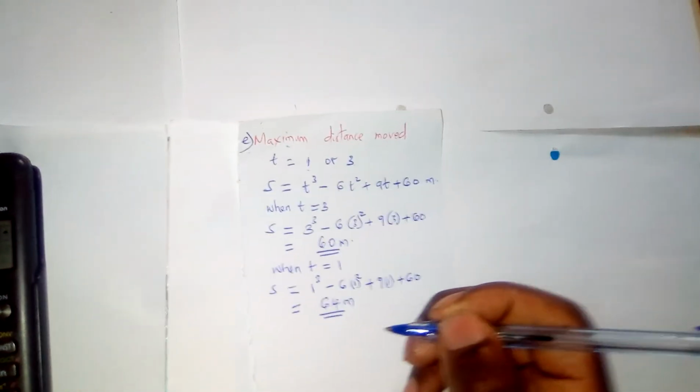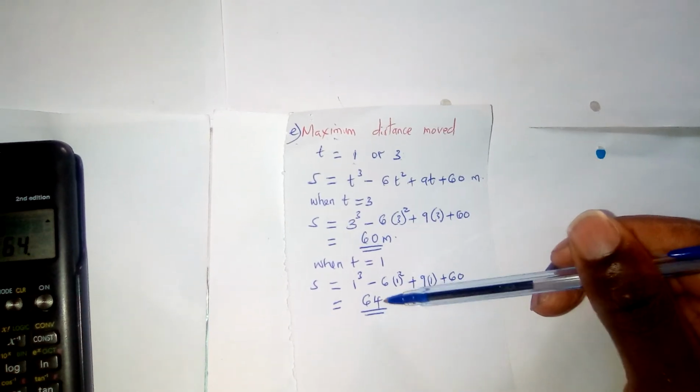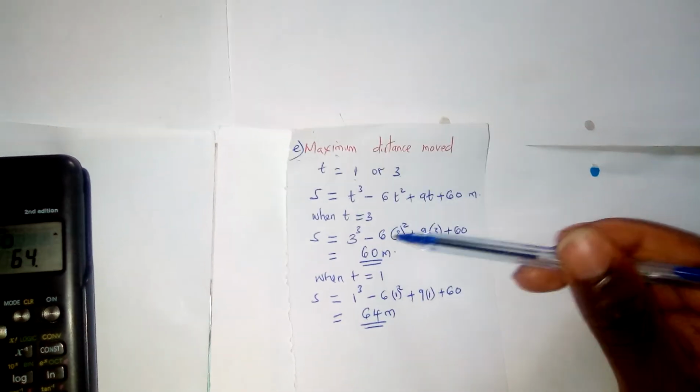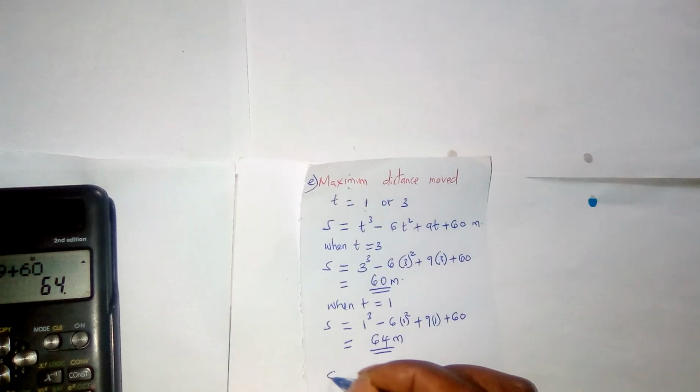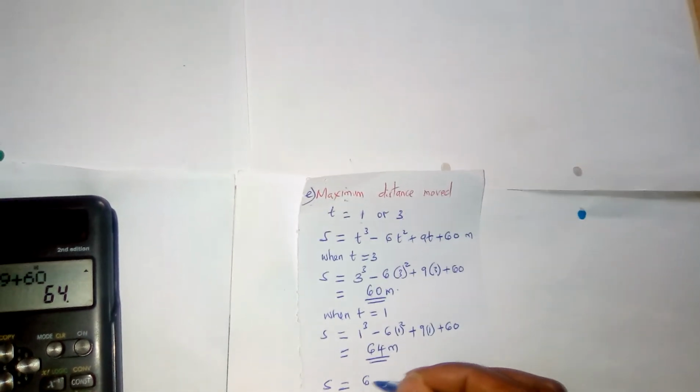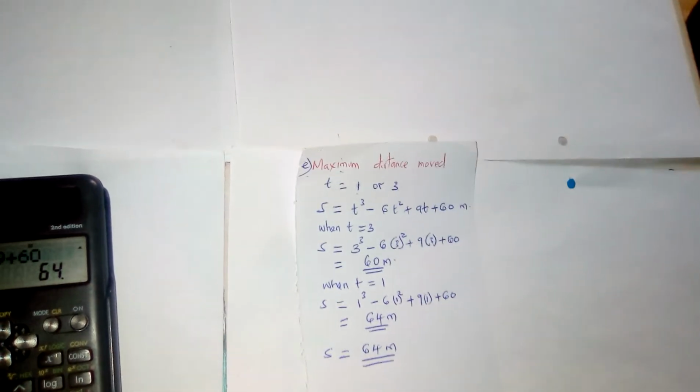So when you compare the two displacements, 60 and 64, you realize that 64 is bigger than 60, and therefore the maximum distance I'll come up with shall be 64 meters as my final answer there. So that's how we can derive that.